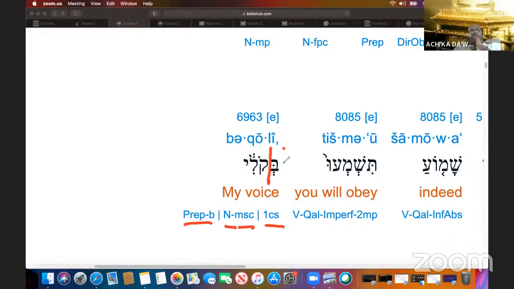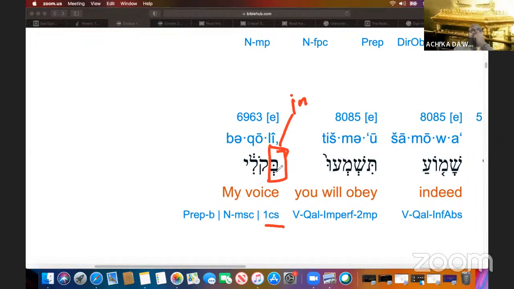So we know that the bet has a meaning. Then we know what the noun is, and then we know who's the one doing the talking, which is my. And that has to do with the Holy One of Israel. And we know that this right here is Kol, his voice. So why didn't they tell us what this bet right here means? That means in. Listen in my voice. Listen.